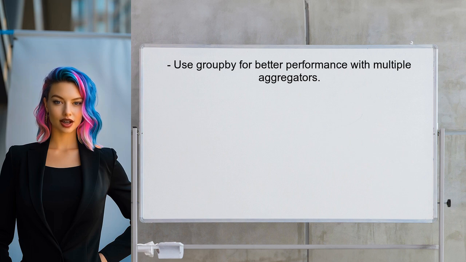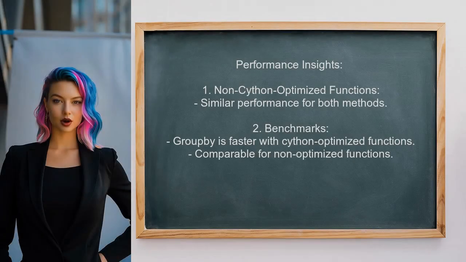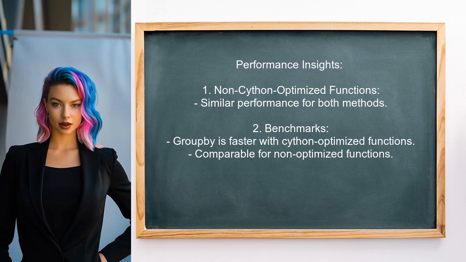For a single function, both methods perform similarly, but as the number of functions increases, GroupBy becomes much faster. For non-Python-optimized functions, both methods perform similarly because they loop through the functions. The user provides benchmarks showing that GroupBy is significantly faster with Python-optimized functions, while the performance is comparable for non-optimized functions.